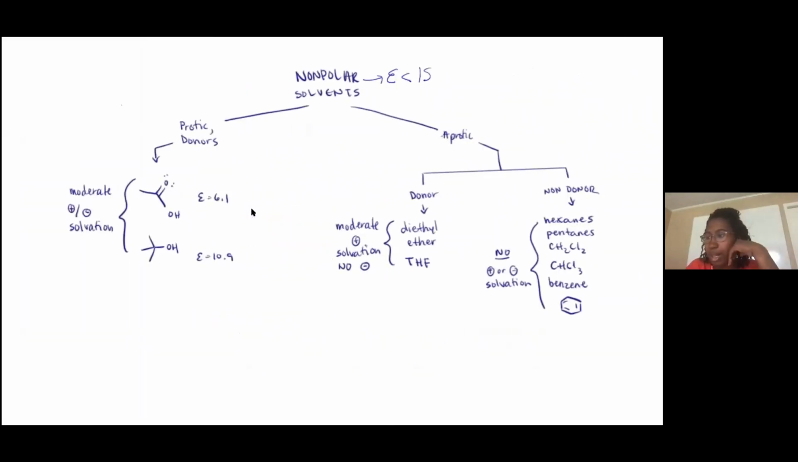So lastly, we are going to talk about the nonpolar solvents, and these ones have an epsilon value that is less than 15. So over here on the left, we have our protic donors that are nonpolar. These are nonpolar molecules that have an acidic hydrogen and participate in hydrogen bonding, but they also have that lone pair that is on an electronegative atom that can act as a Lewis base.